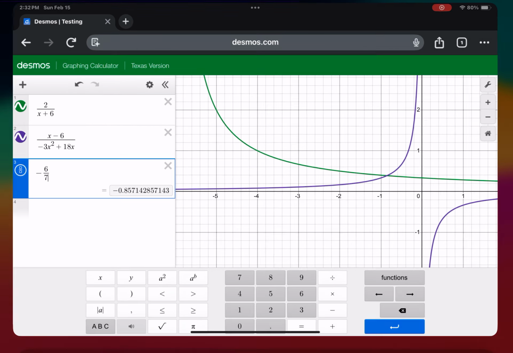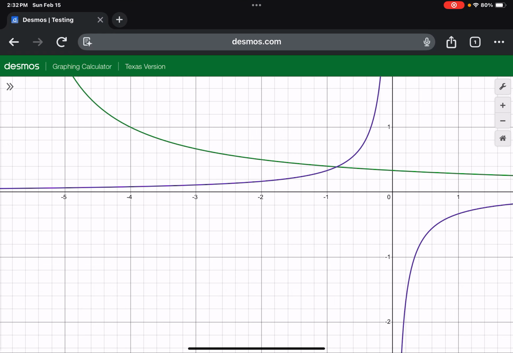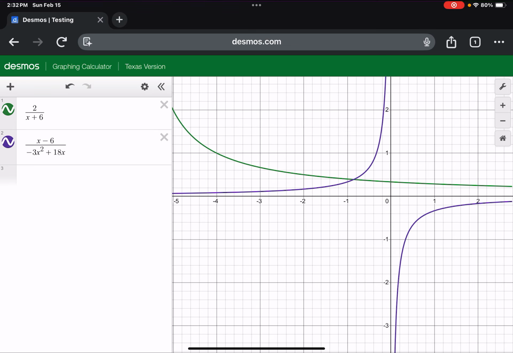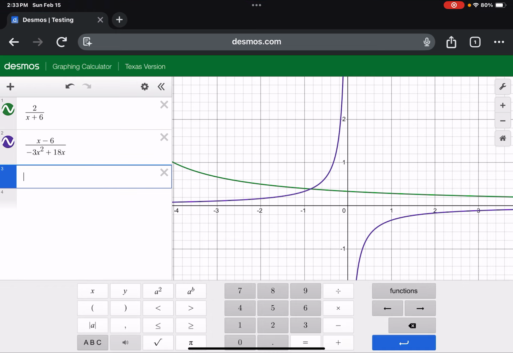So if you go to a Desmos calculator, I can look at this problem right here. I graphed the left side of my equation in my first function and the right side of my equation in the second function. And I can see that they intersect in one spot right here in the center of my graph. So when I click on that value, I see that the x value is -0.85714, keeps going.